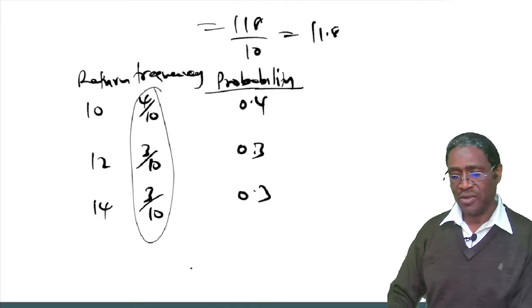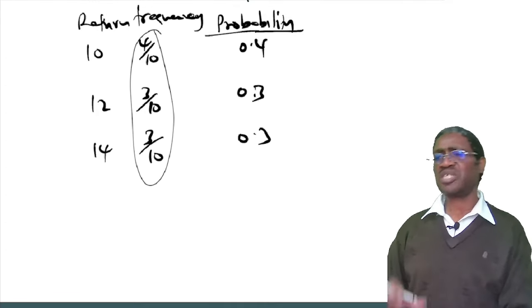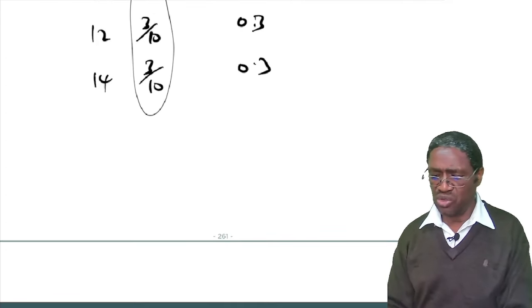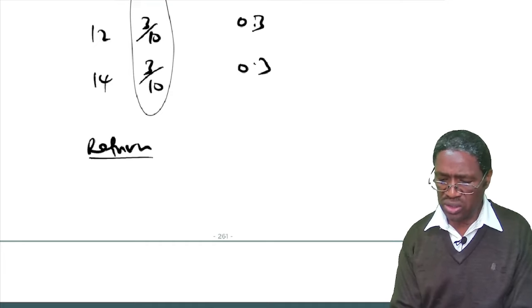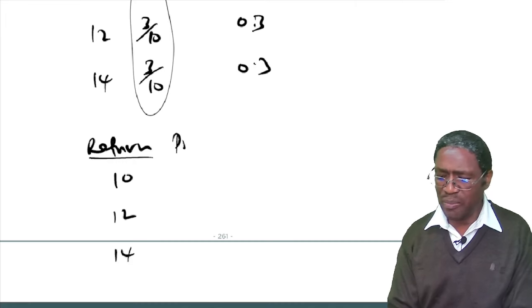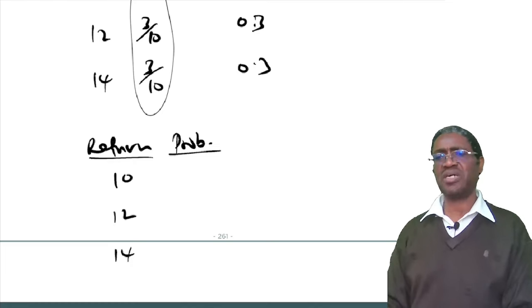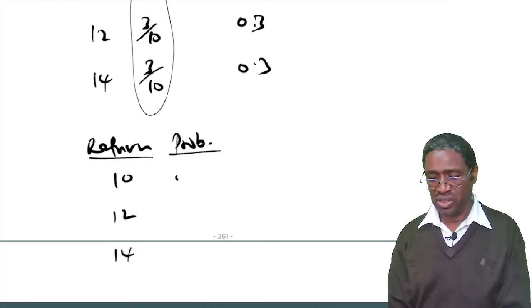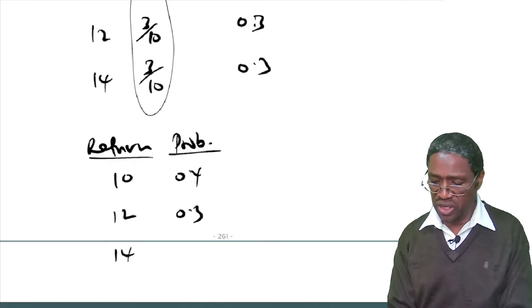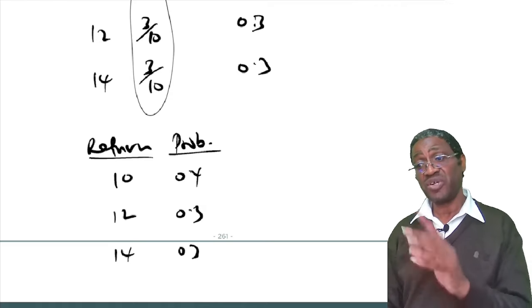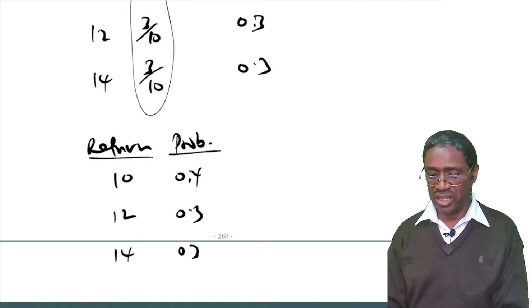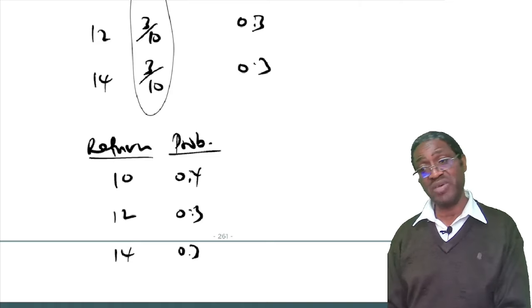What I'm trying to say is, sometimes the examiner just gives you the following data. He tells you the return of this investment was 10, 12, 14, and the probability of these returns was 0.4, 0.3, 0.3. Calculate the average return, or the mean.